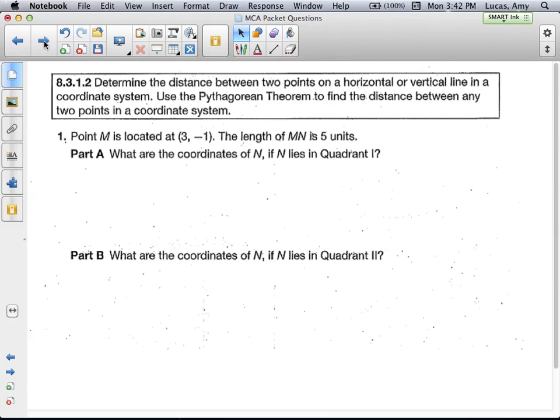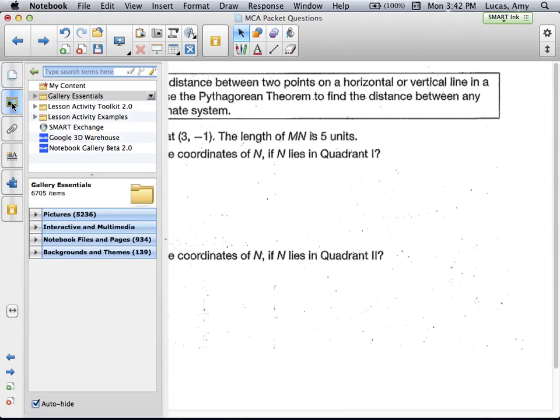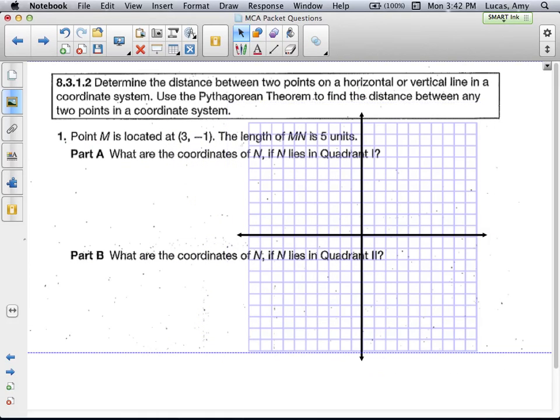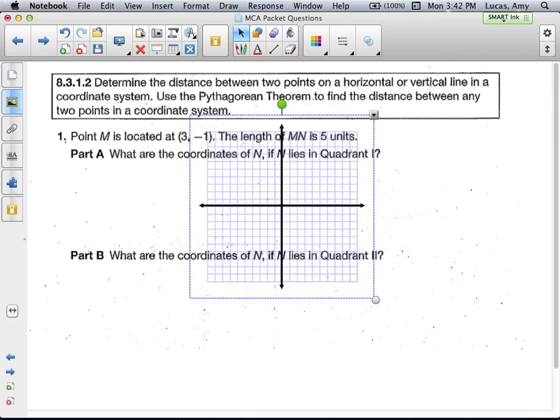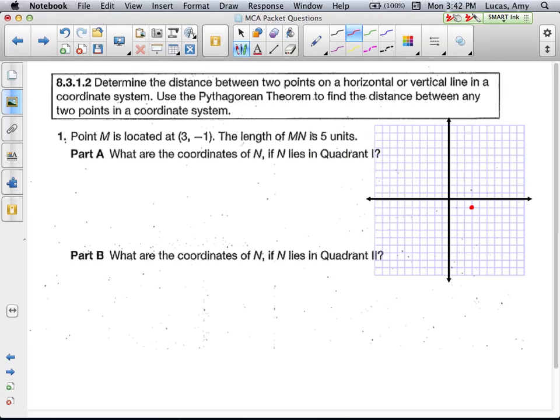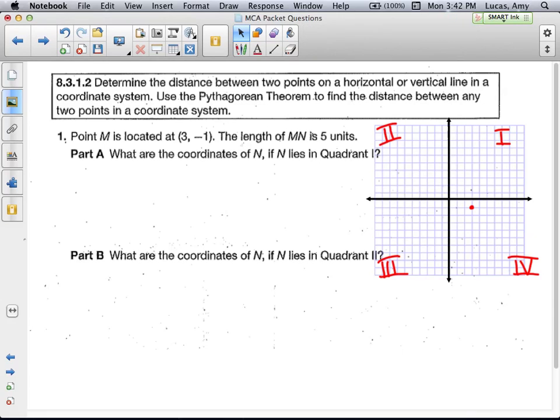Okay, this might be a little tricky for some of you. I am going to bring up a graph, and I am going to shrink it a little bit to get it to fit better. Okay, so here's what we're talking about. (3, -1) is right here. My quadrants are 1, 2, 3, and 4. Okay, so now it says the length of MN. So this is point M. The length of MN has to be 5 units. What are the coordinates if N lies in quadrant number 1?